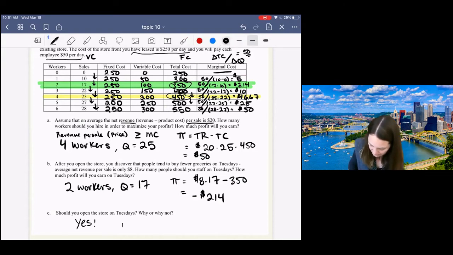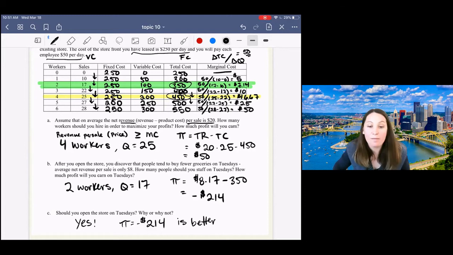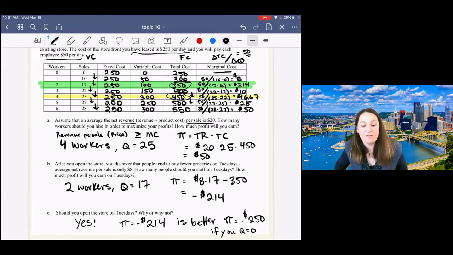You're going to lose $214, but that's better than closing down, because how much do you lose if you close down? If you close down, you have no revenue, but you still have this $250 fixed cost that you have to pay, right? So if you close down, your profit is going to equal negative $250. That's what happens if you close or if you produce a quantity of 0.